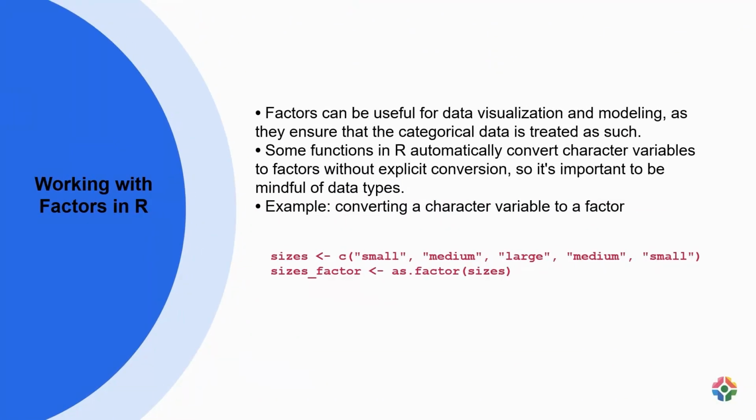Factors are essential in data analysis to preserve the categorical nature of the data within R. Categorical data must be treated differently from numerical data for accurate modeling and visualization. In R, some functions automatically convert character variables to factors, underscoring the significance of being aware of data types. For instance, converting a character variable like sizes to a factor using as.factor ensures that sizes are treated as categories like small, medium, and large, rather than as arbitrary text values. This transformation is crucial for streamlining data manipulation and enhancing the efficacy of data analysis processes.